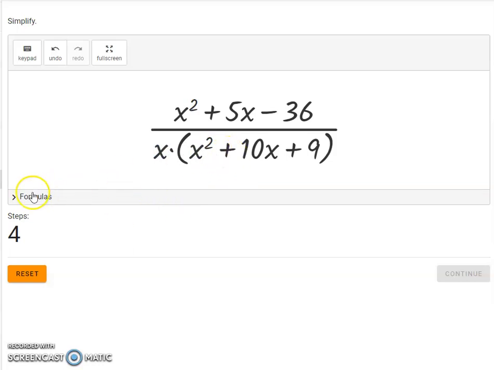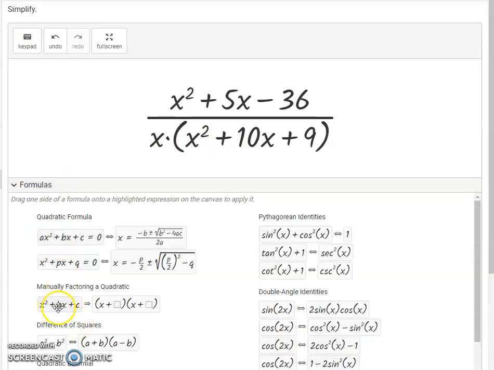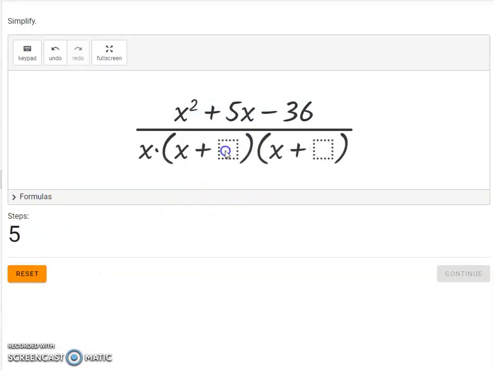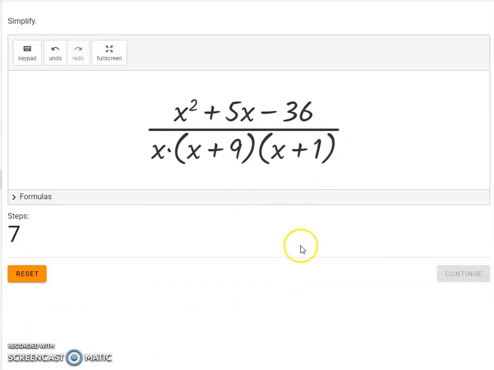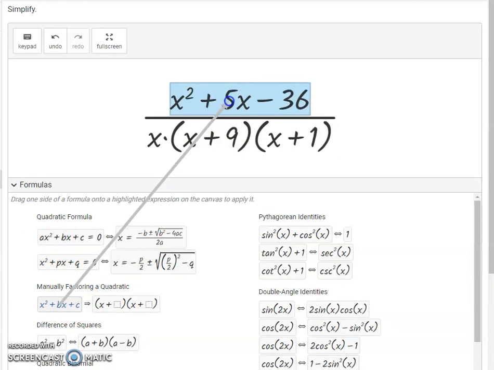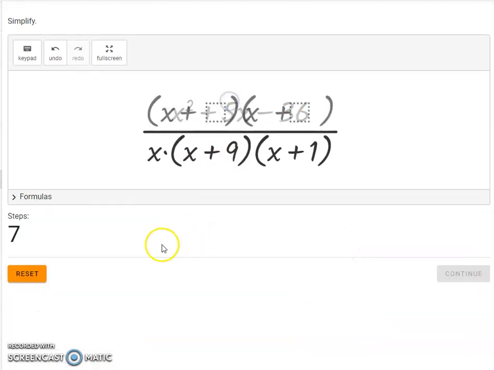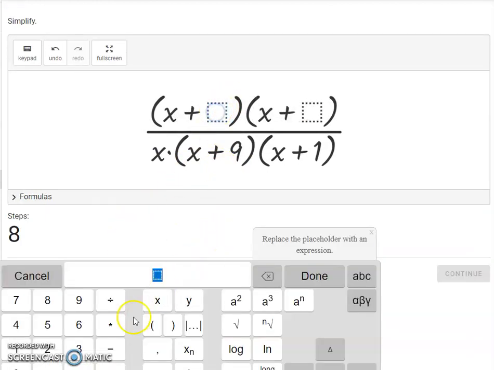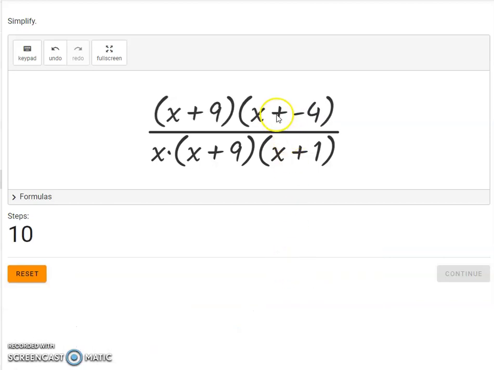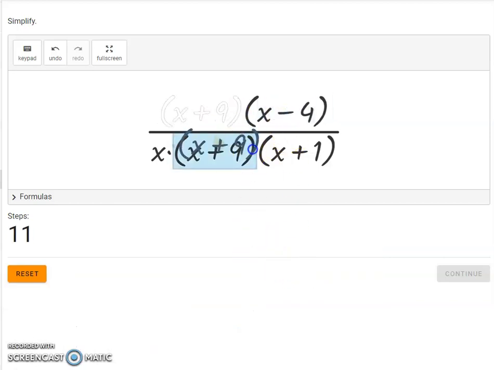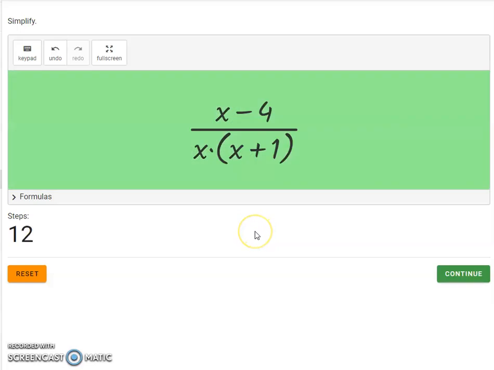So in the quadratic, you would have x plus 9 and x plus 1. In the numerator, we would have x plus 9 and x minus 4. So this would be our factor of 1. So this would be our final answer.